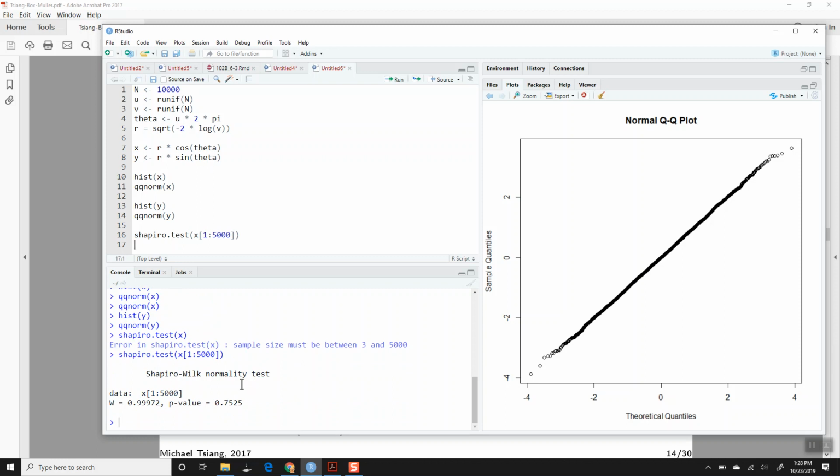Okay, and for the Shapiro-Wilk test for normality, I'm getting a p-value of 0.75, so I have no reason to believe that my data is not normal. If I do it for the other half, 5,000 through 10,000, I get a p-value of 0.924, so again, no reason to believe that it's not normal. Similarly for y, I'm getting a p-value of 0.252 and things like that.